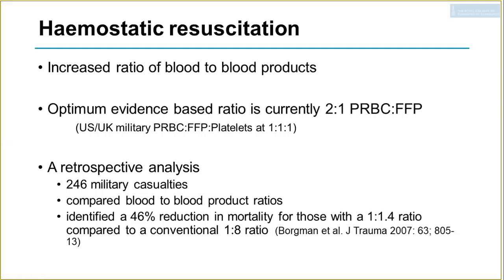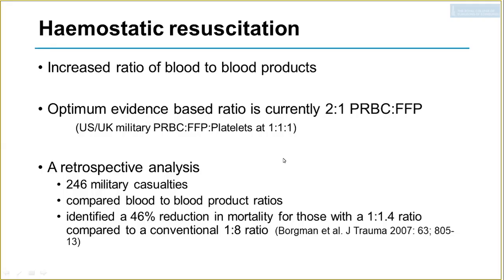At the moment, as far as I'm aware, the US and UK military practice 1 unit of packed cells, 1 unit of FFP to 1 unit of platelets. So it's a 1-to-1-to-1 ratio. And the forward aid teams and the helicopter retrieval teams actually carry this on the helicopters within their vehicles.